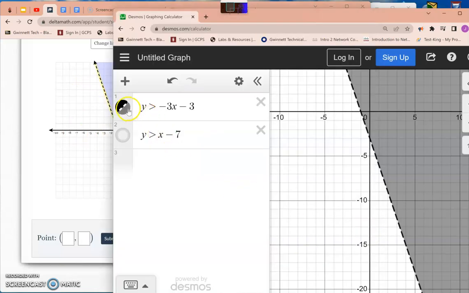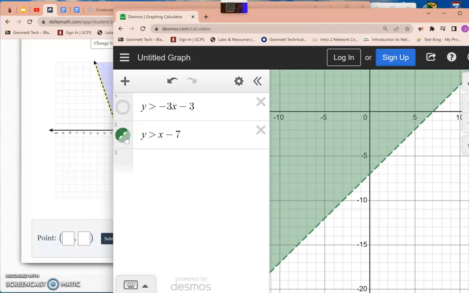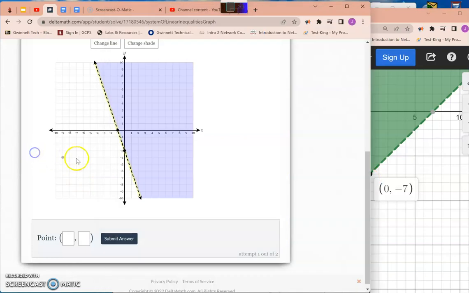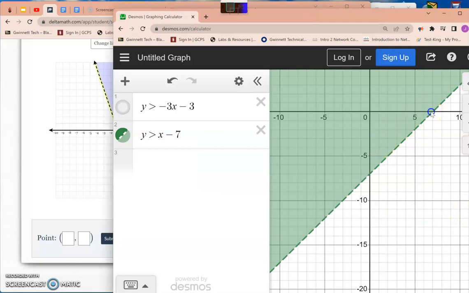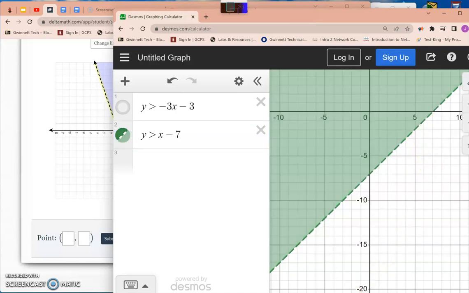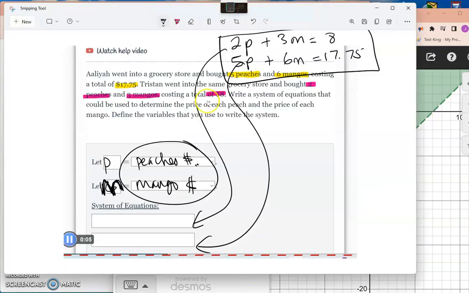I'm going to come back here, hide the first one, go to the second one. So the second one, the second line, all right, we're going to go with the y-intercept, which is 0, -7. All right, so we're going to graph that, 0, -7. Then this is a nice number. Again, this is a nice number, so it's 7, 0. But those of you who do not get a nice number, you do need to find a corner.